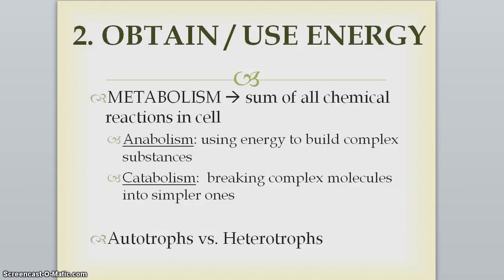The second characteristic of life is that organisms need to obtain and use energy. So basically one of the big ideas of this is metabolism. So all the chemical reactions that are occurring in a cell are occurring in an organism. Anabolism is using energy to build complex molecules.